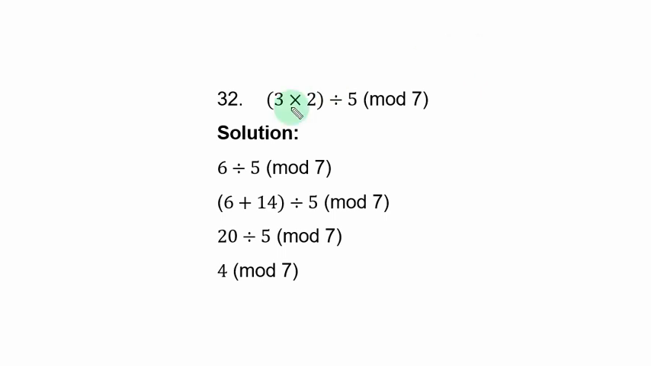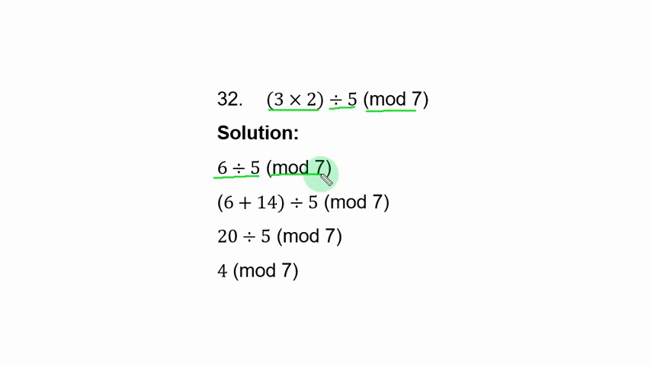Example 32. We have 3 times 2 in brackets divided by 5 modulo 7. By the rule of BODMAS, you need to simplify the terms in the bracket first. That is 3 times 2 equal to 6. So you have 6 divided by 5 modulo 7. If you express 6 over 5 and equate it to c, you are going to have 6 equal to 5c. So you look for a multiple of 7 that you can add 6 to that 5 can divide.